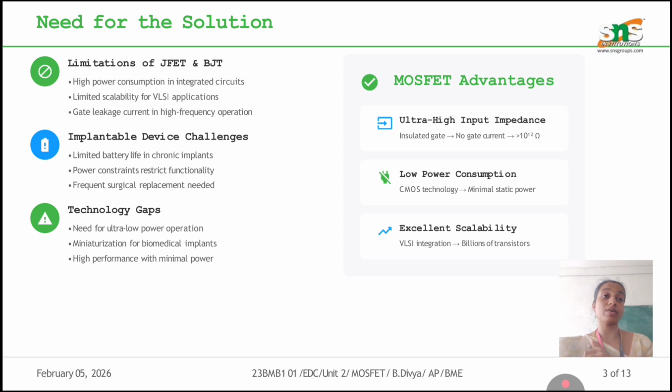What are the advantages we have in the MOSFET? Ultra high input impedance is given, low power consumption is provided, and excellent scalability. VLSI integration: billions of transistors have been integrated in a MOSFET device. So low power consumption is achieved, and it has a high input impedance where no gate current is drawn. These are the needs for the solution: why we need this MOSFET for implantable devices. Thank you.